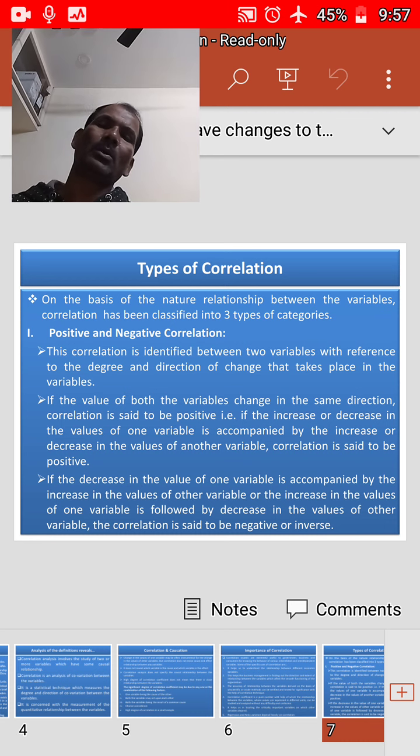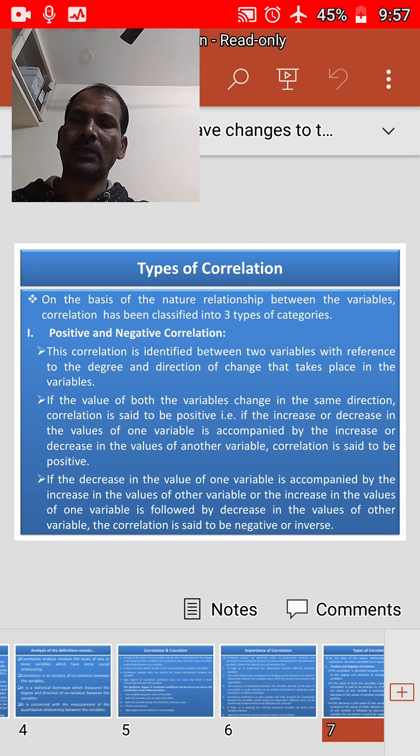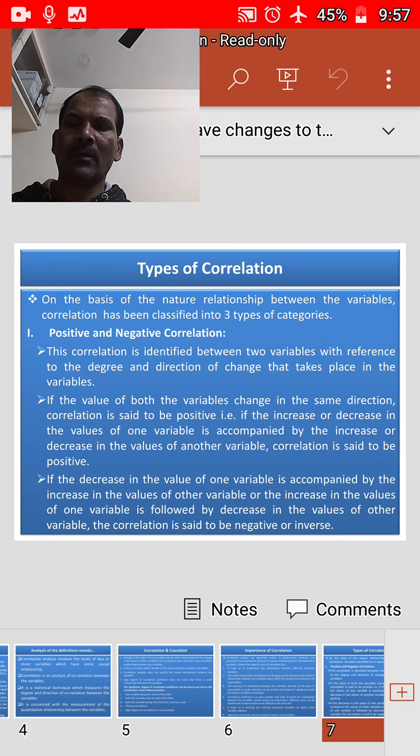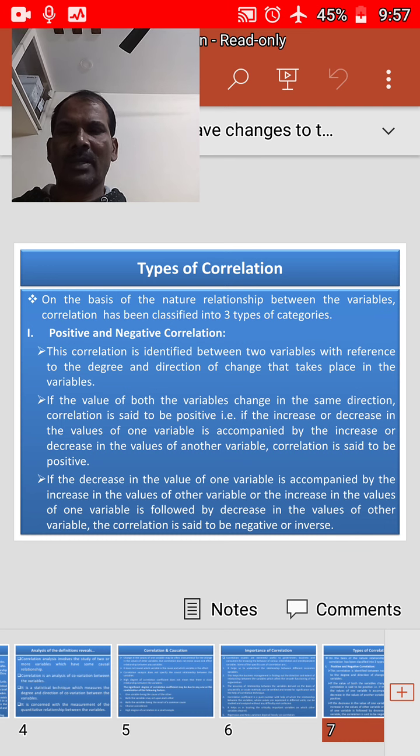Positive and negative correlation between two variables is identified with reference to the degree and direction of change that takes place in the variables. If values of both the variables change in the same direction, for example, if the price increases, demand increases. Take prestigious goods, like demand for diamonds. If the price of the diamond increases, demand for those items will increase. They are moving in the same direction. If the values of both the variables change in the same direction, correlation is said to be positive.